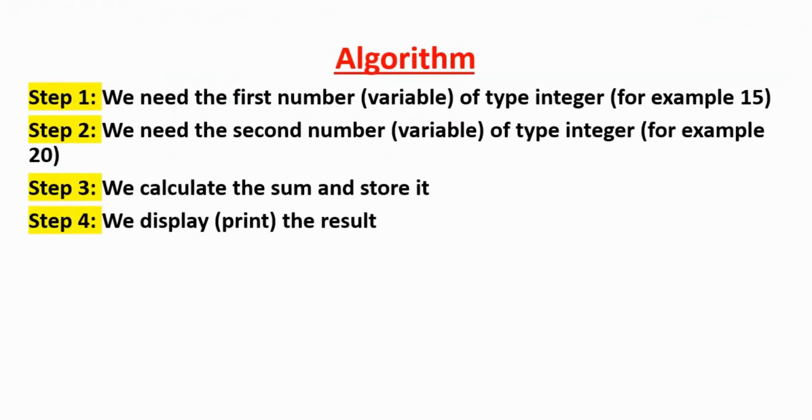Here is the algorithm. We said that we want to calculate the sum of two numbers. For that, step 1, we need the first number. A number here indicates a variable of type integer. For example, 15. Now, what does integer mean? Integer is a number like 1, minus 1, minus 2, 100. Every number without a comma. Step 2, we need a second number. And it's a variable, of course. For example, 20. The third step, we calculate the sum. That means 15 and 20 in our case, and store it in a variable in order to use it if we want. Step 4 is to display or print the result, which is the sum. So how can we do that programmatically? Let's go back to NetBeans and convert these lines into a program, lines of code.